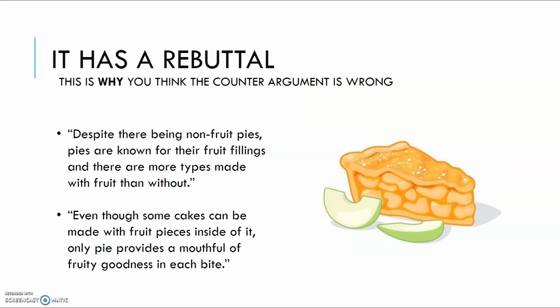Now, you're probably wondering why I would give support to the opposing argument. Isn't that counterproductive? Well, giving information from the opposing view allows us to give the full picture regarding our topic and then describe why that counter-argument is wrong. This is called a rebuttal. The rebuttal allows you to say, despite these facts, or despite there being cakes with fruit, only pies are almost entirely made of fruit.